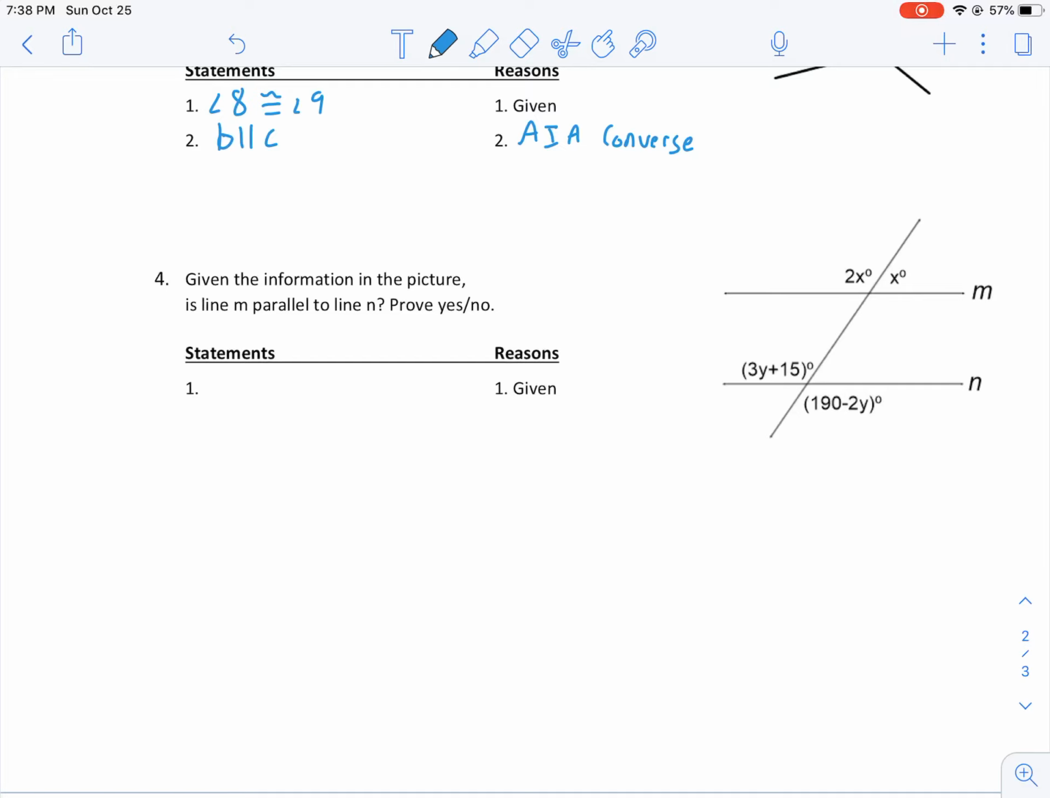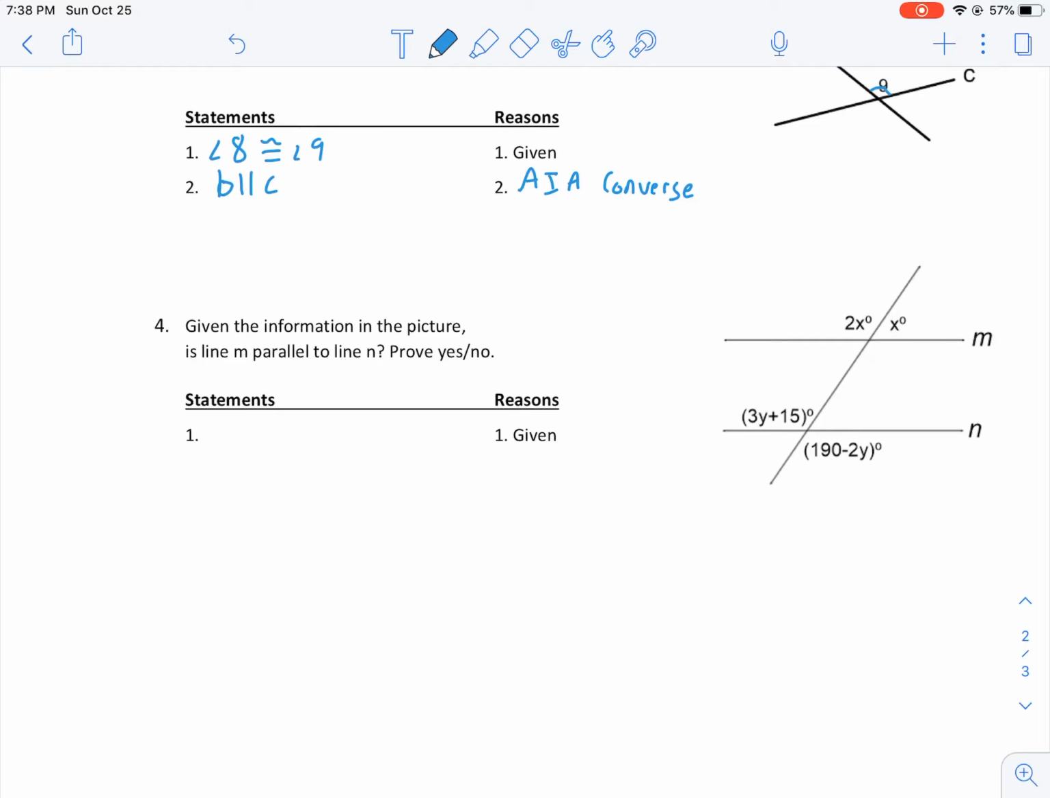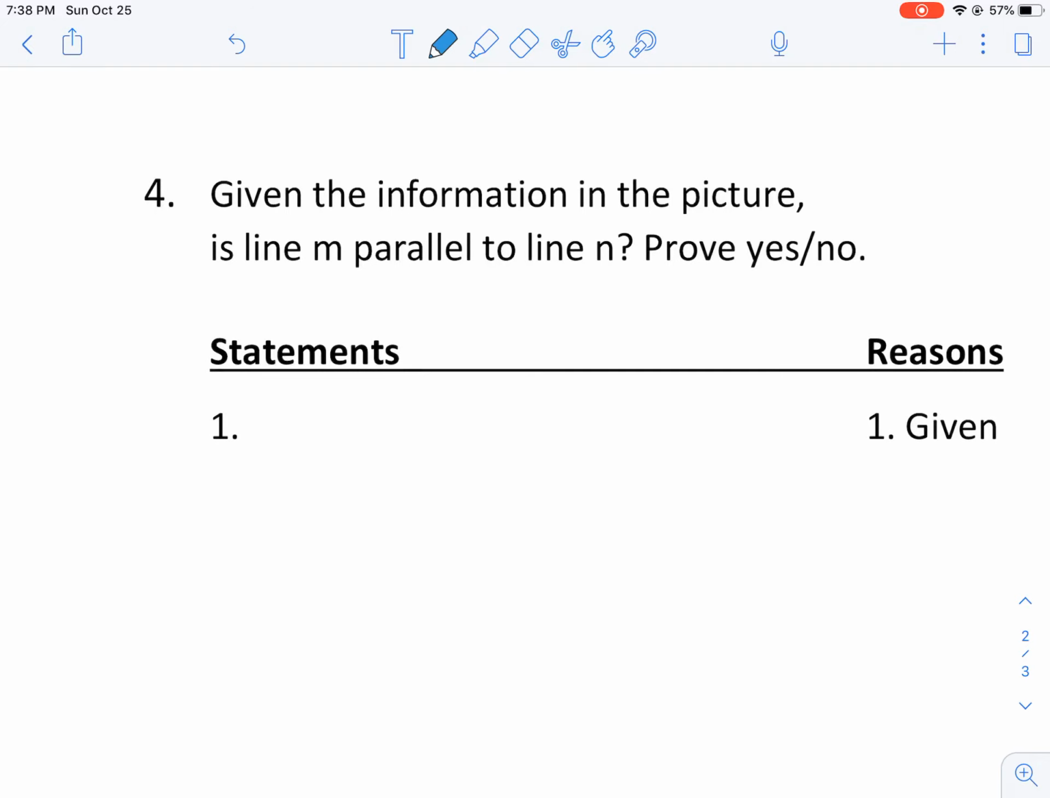Okay, so this might be kind of a hard proof. There's kind of a lot of steps here. Not hard, it's just kind of long. So we're going to work through this. Given the information in the picture, what is being given to us?